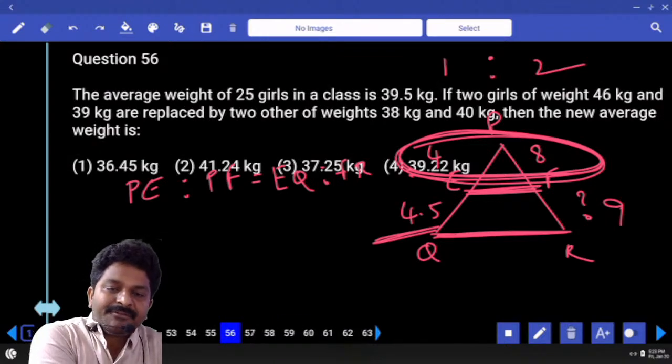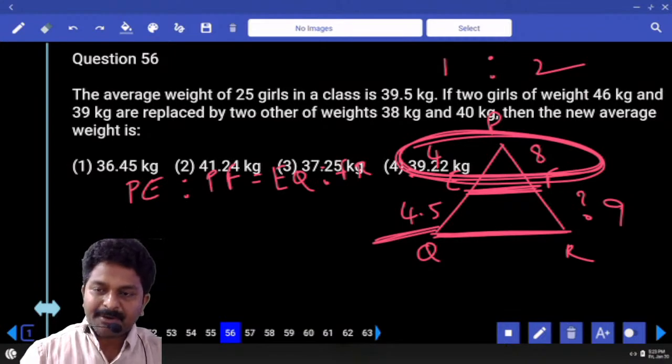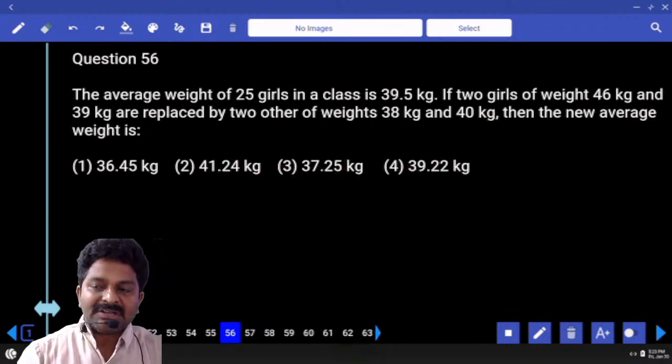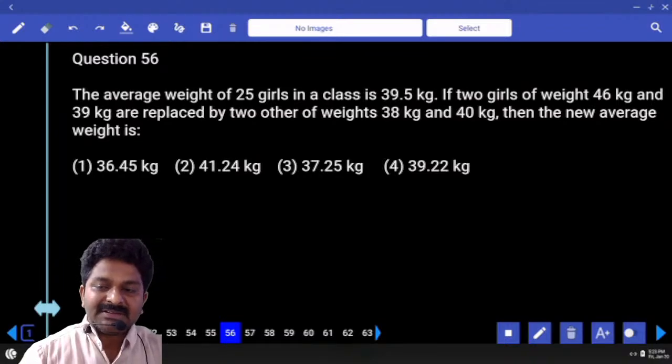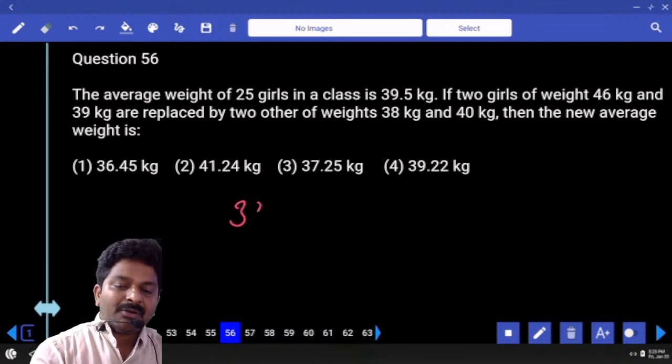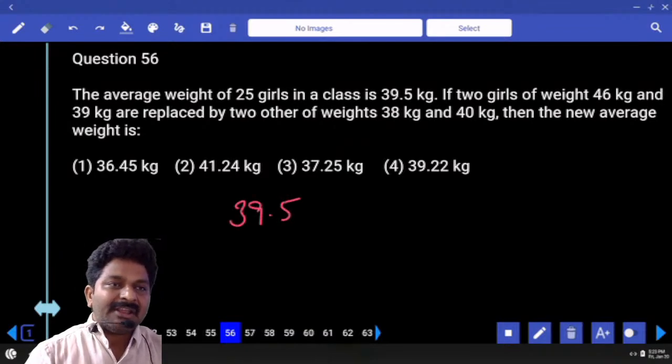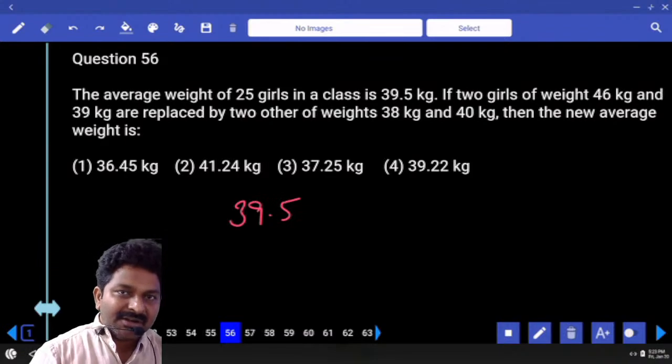The average weight of 25 girls in a class is 39.5 kgs. If 2 girls weighing 46 and then 39 are replaced by 2 other weights, 38 and then 40, new average is. When you are talking about new average, you need to change 39.5. Either you need to add something or you need to subtract something.